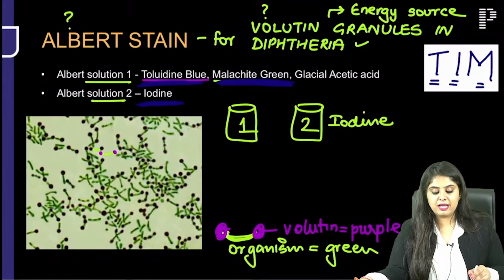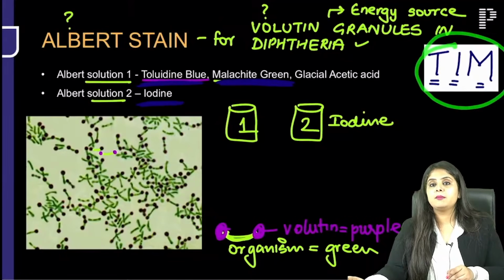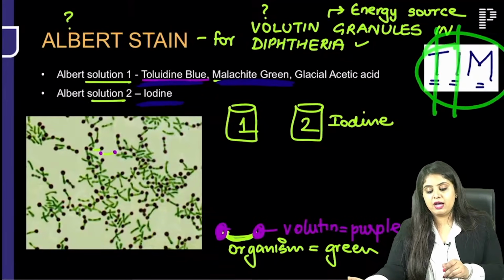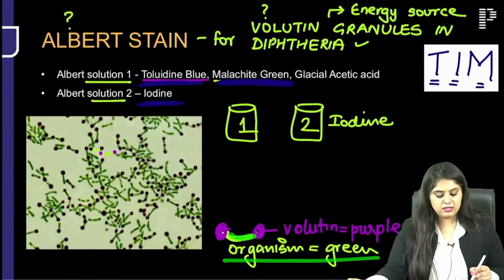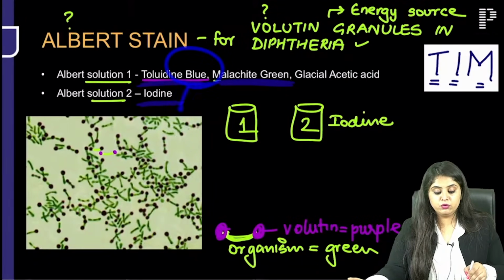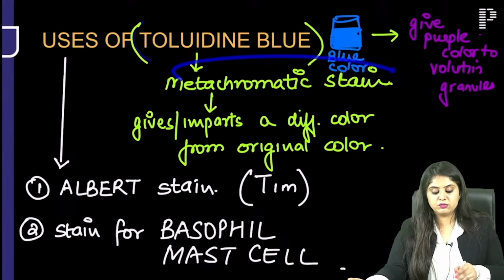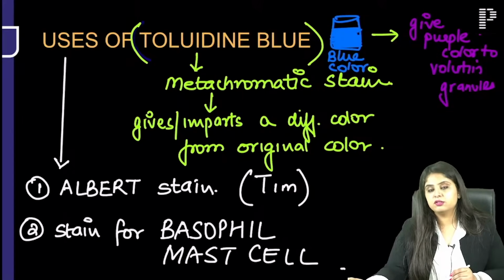So when I say Albert stain, it has one solution, 2 solution. But if I am giving separate chemicals, I will do what? Toluidine blue, iodine and malachite green. The organism comes out green in color, but the granules come out purple in color. Toluidine blue was blue but gave a purple color. This phenomena is known as metachromatic stain. So finally, you are done with this topic also.